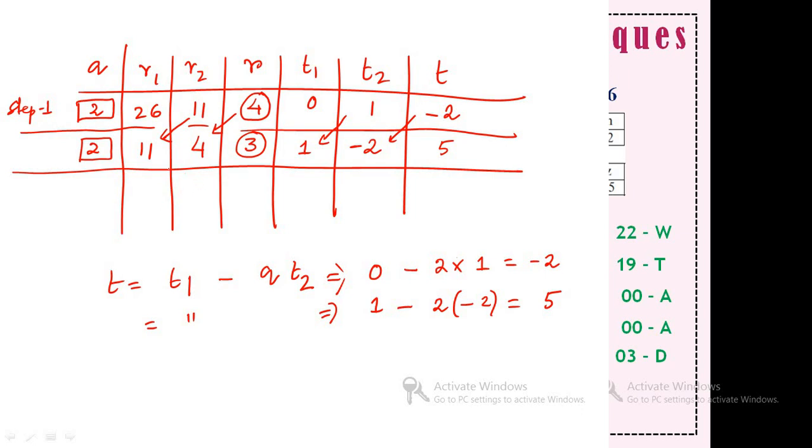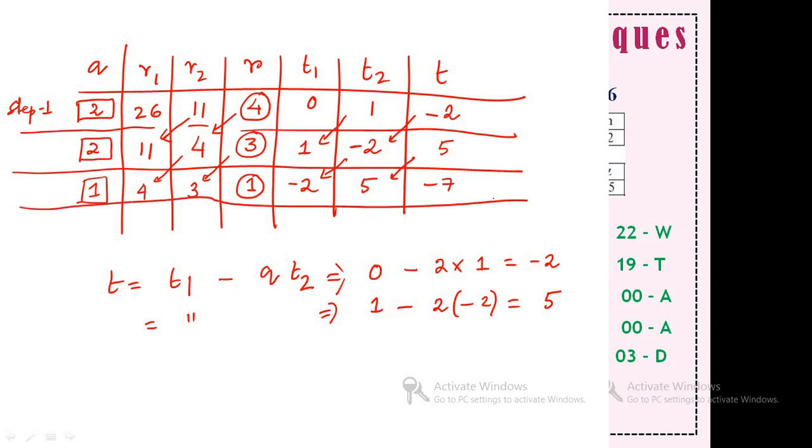So again we are doing the crossover. So 4 comes here, 3 comes here, 4 divided by 3, 1 comes here, 1 comes in here. Okay. T1, T2 is updated over here, T is updated over here. Right? What will be T? Can you tell me? Just tell me. T is minus 7. Correct. Minus 7. So this is my third step.